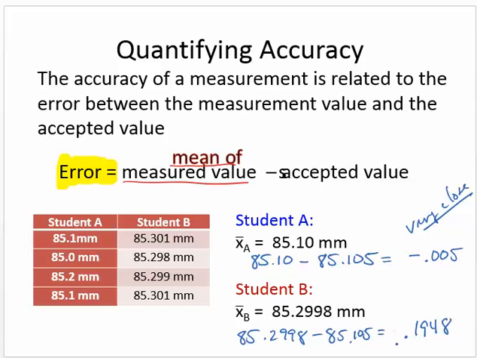Now, don't let this plus and negative stuff bother you. It just simply means how close are they. Being off by negative 0.005 in terms of error has absolutely no difference than being off by positive 0.005. Or being off by positive 0.1948 is absolutely no different than being off by negative 0.1948. You're still off. You're still wrong. You're still not on the accepted value.